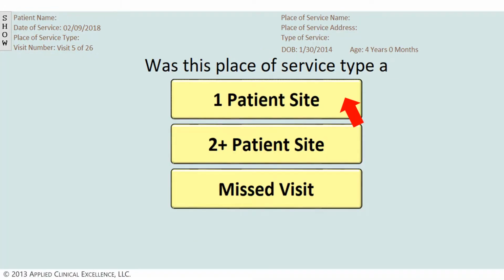The user will next identify the place of service type as one patient site or 2+ patient site. A one patient site would be a site at which only one patient was seen, such as a home. A 2+ patient site would be a site at which 2 or more patients were seen, such as a daycare or clinic. The user can also choose Missed Visit to document the treatment session that did not occur. We'll talk more about that later.